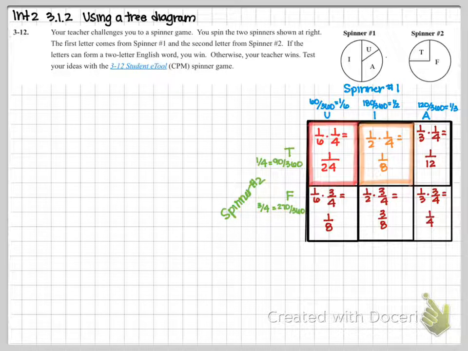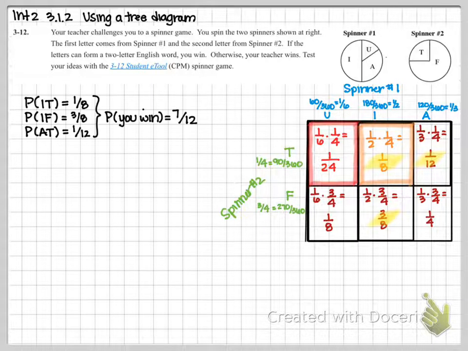If we do a U and a T, that's not a word. IT, yes, that definitely would be. So I think this box here with IT in it would be 1/8. AT is a word. UF is not. IF is, and AF is not. So the probability of actually getting a word out of this would be the sum of those three: the 1/8, the 1/12, and the 3/8.